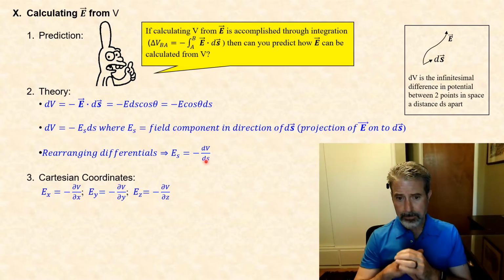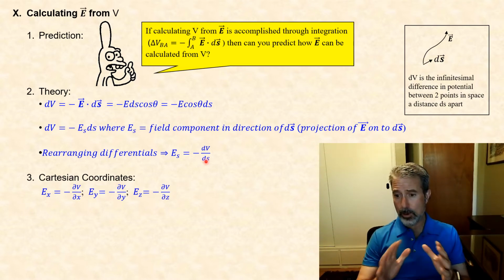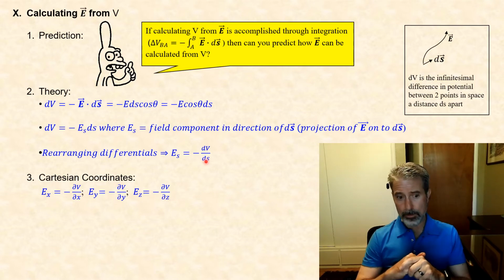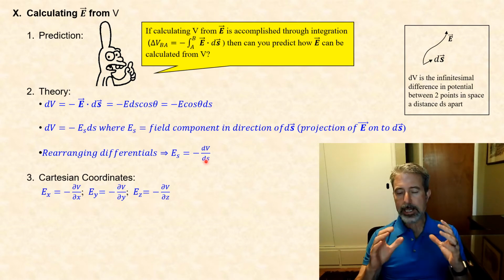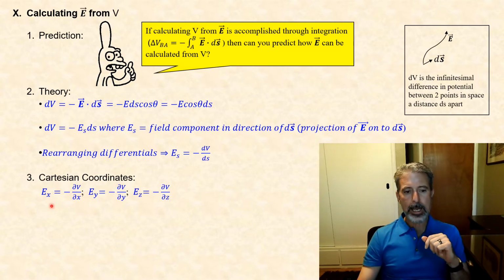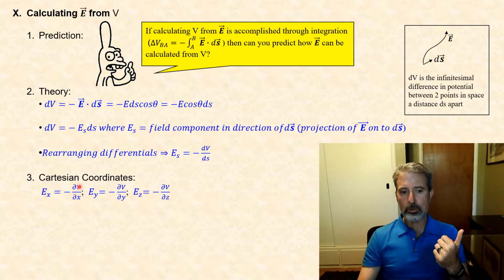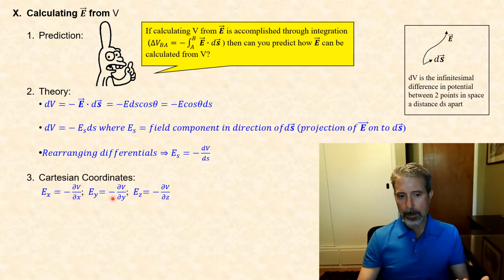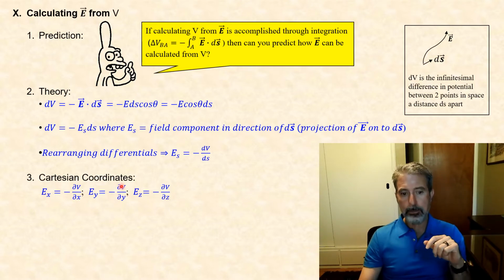You'll notice here that I'm going from ordinary derivatives to partial derivatives. If the electric field is a multivariable function, if it is a function of x, y, and/or z, then we need to take the partial derivative as opposed to the ordinary derivative. So what I'm saying here is that the x component of the electric field is what we get by taking the opposite of the partial derivative of V with respect to the coordinate x. Similarly for y, the y component is the opposite of partial V with respect to y, and so on.